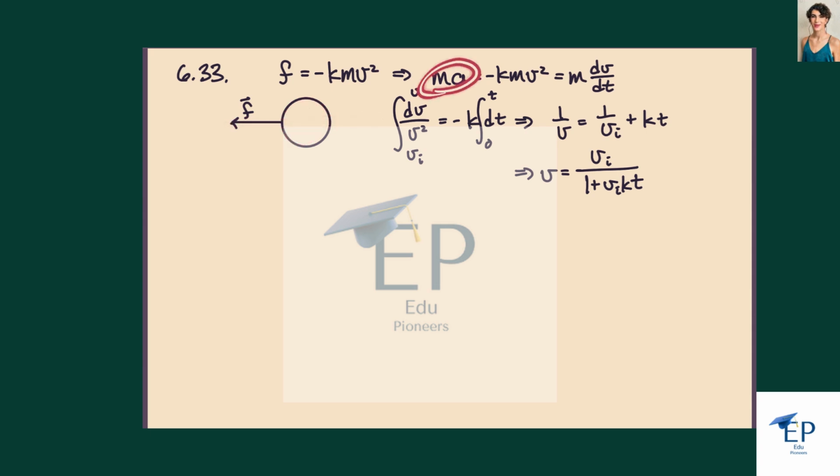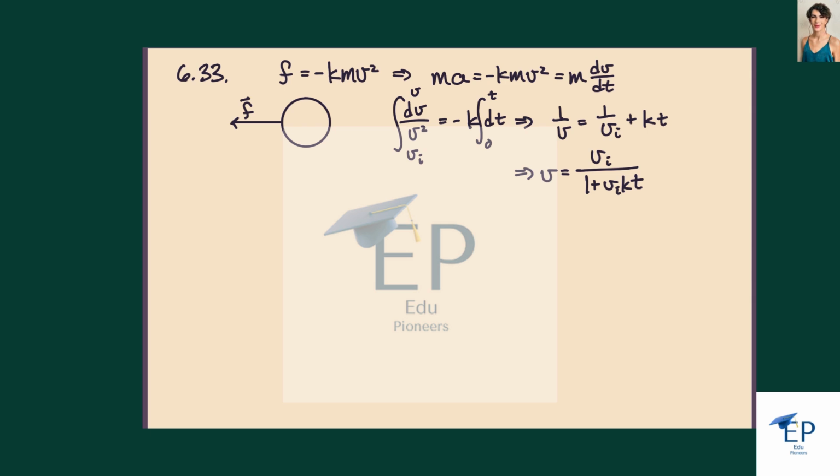So we have ma equals minus kmv squared. a is just the time derivative of the velocity, so dv/dt. We can see that our m's cancel out here. And so then we can separate variables and integrate to find our solution.